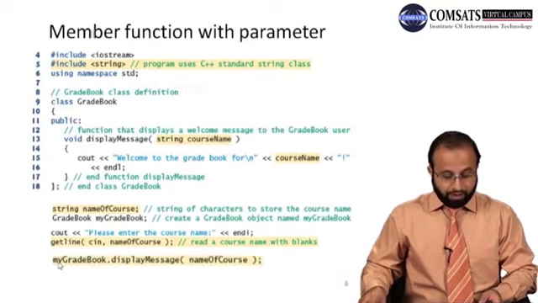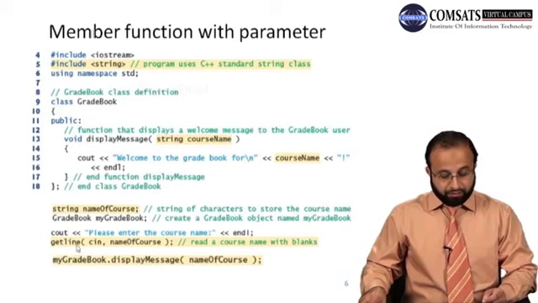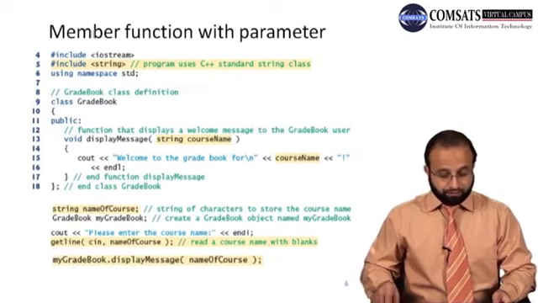Then you call the function mygradebook.displayMessage and the name of the course. The name of the course is what the user entered over here. So whatever name the user entered earlier as input, because getline is the input function, it reads from the standard input and writes it into this string, name of course, right? And then you are passing this name of course to the display message function by calling it with the mygradebook object, right?